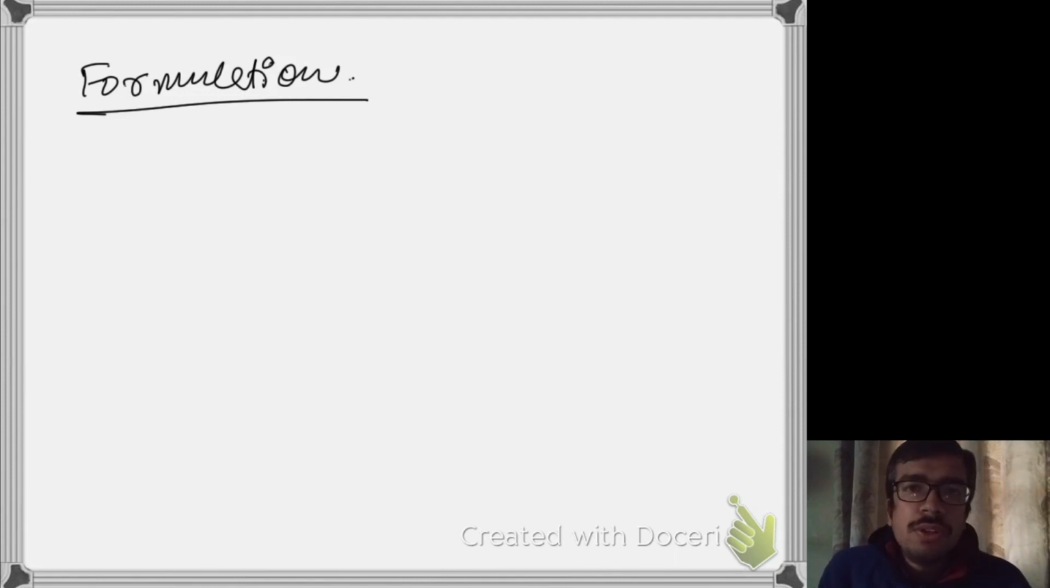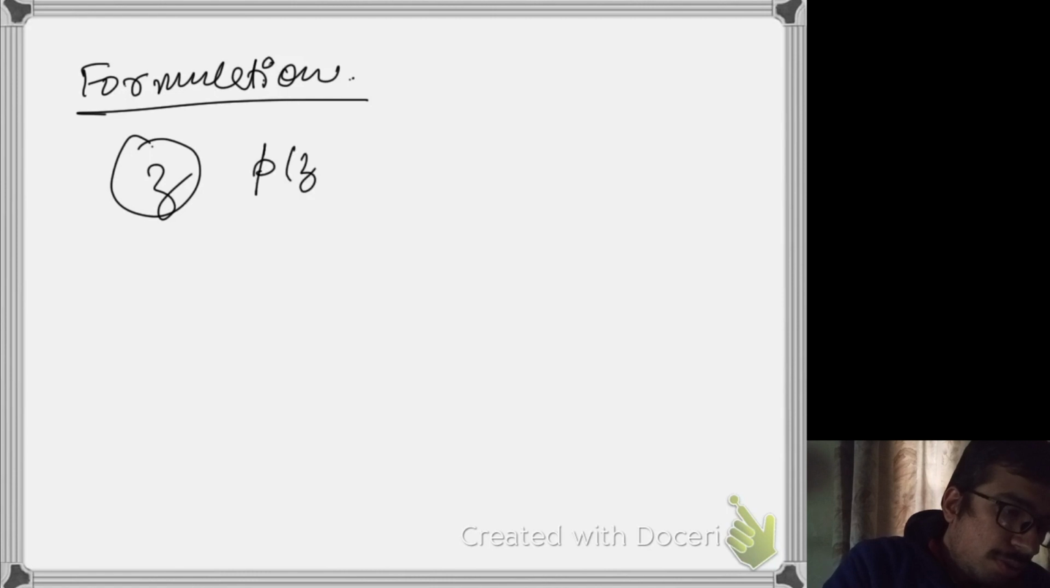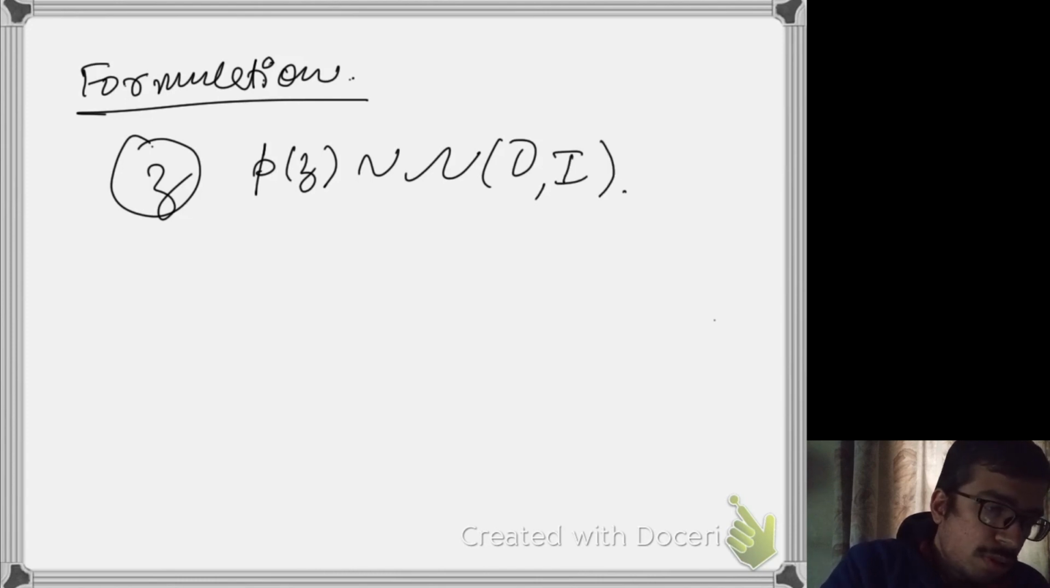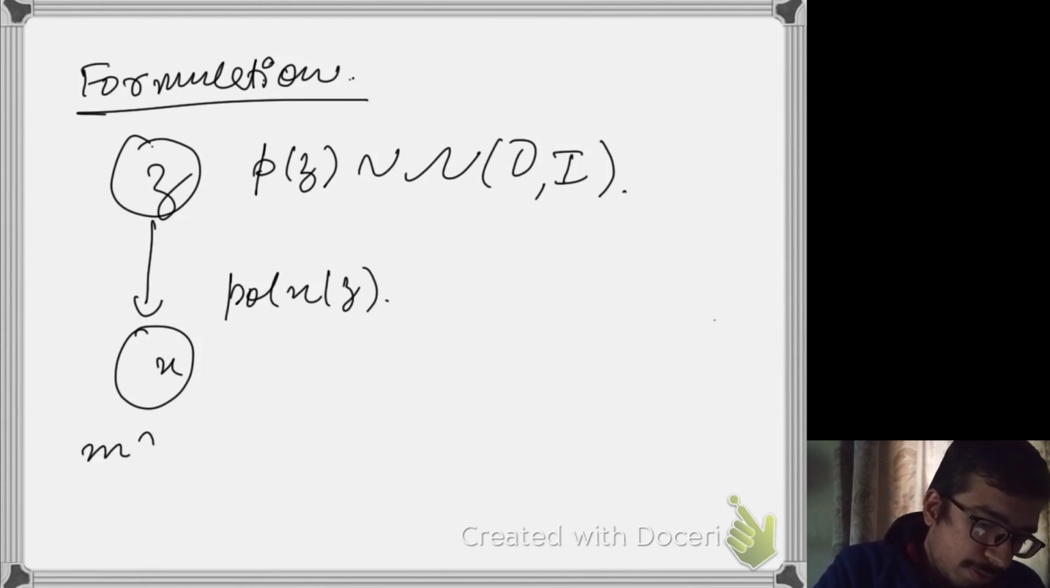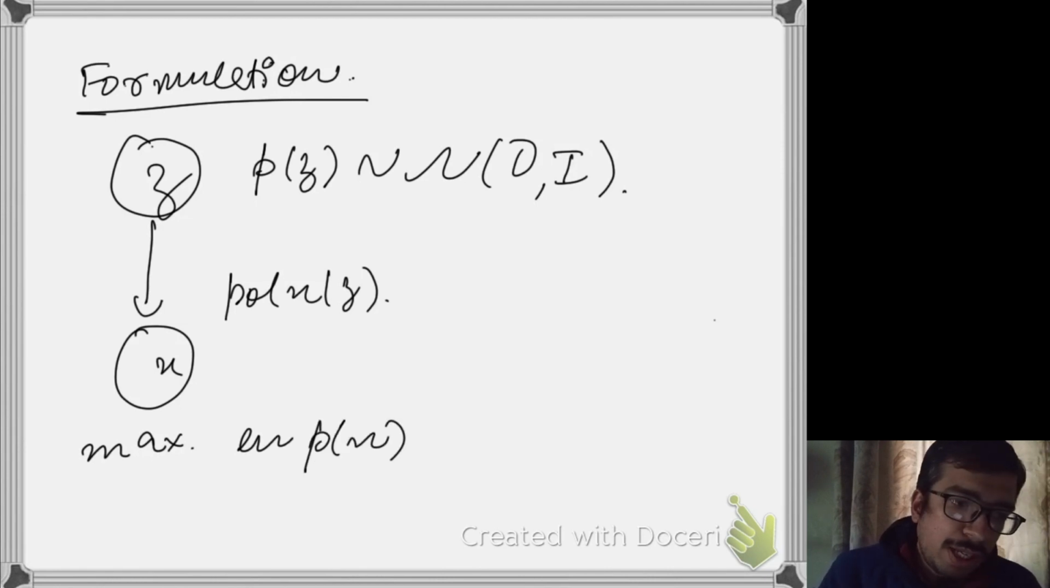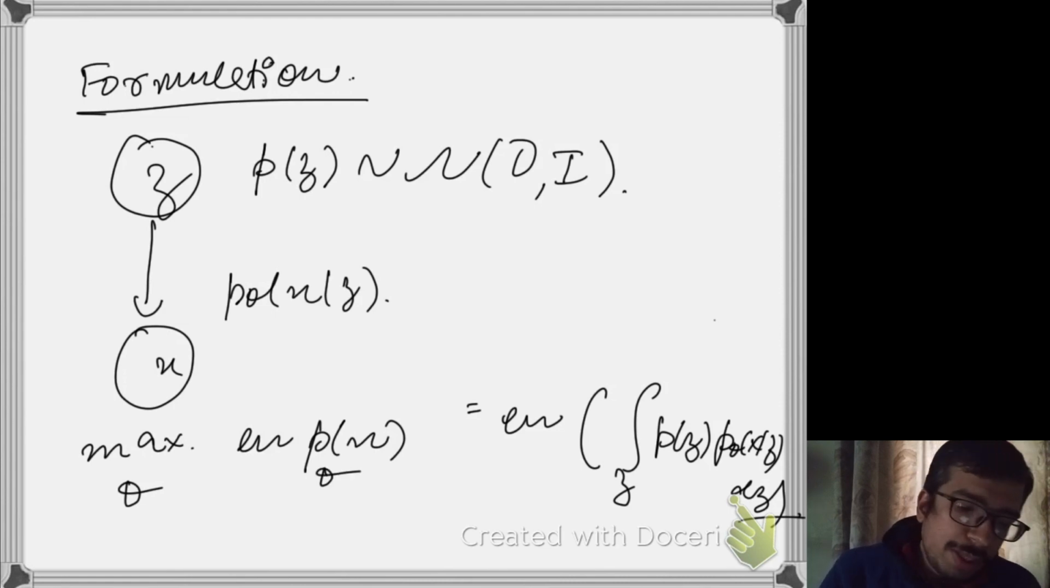The formulation is as follows: there is some latent variable Z, which is distributed as a normal distribution. Then I have p theta of X given Z, and what I'm trying to maximize is the log likelihood of p of x, which happens to be the log of the integral over z of p of z times p theta of x given z, dz. I'm going to maximize log p theta of x over theta, summed over all data points.